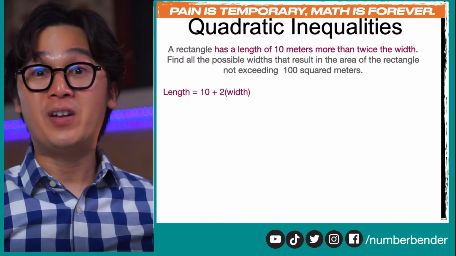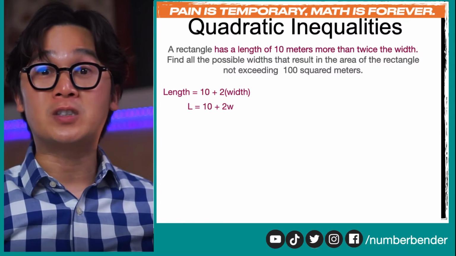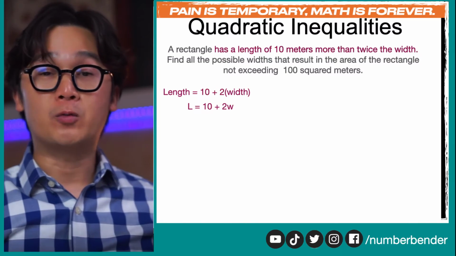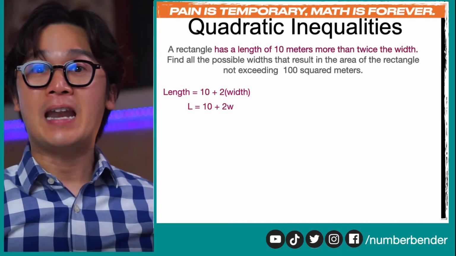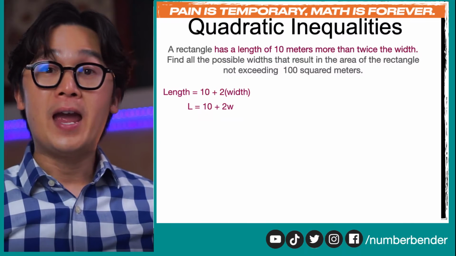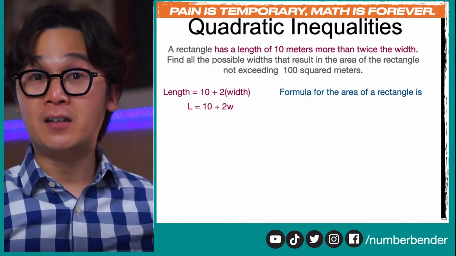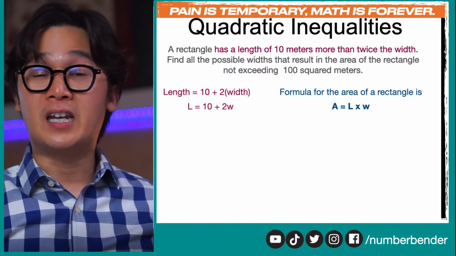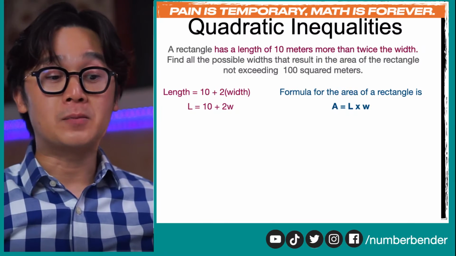So now we can simplify this as L is equal to 10 plus 2W. And that was our first statement. And in our second statement, we're seeing that we're working with the area of a rectangle. And we know that the area of the rectangle or any quadrilateral is given by length times width.